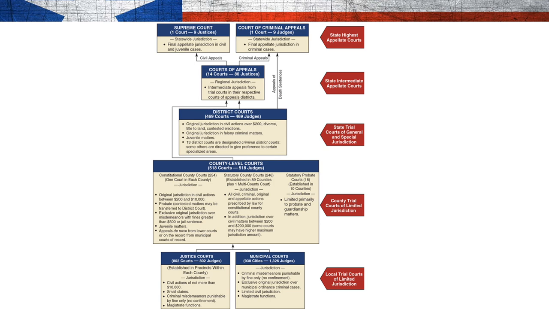So, say that my case is a little more serious, and it involves a probate issue or a guardianship issue, and I live in a county where there is a probate court, then I can go to one of those 18 probate courts, go to one of those 18 probate judges, and have my case heard there.